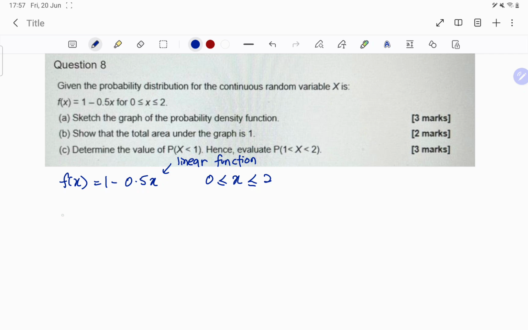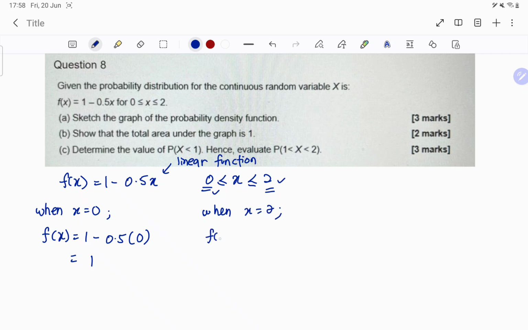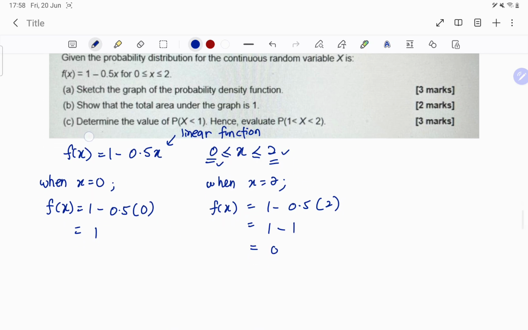Now you can draw. First of all we have x = 0 and x = 2. Find the value of f(x) when x = 0: substitute inside f(x), you get 1 - 0.5 multiplied by 0, which equals 1. When x = 2, f(x) is 1 - 0.5 multiplied by 2, so the answer is 1 - 1, which is 0. Now you have two coordinates.